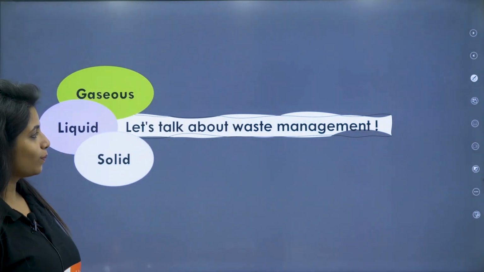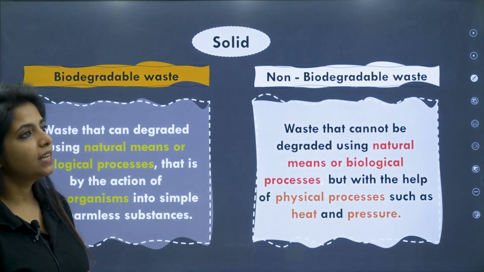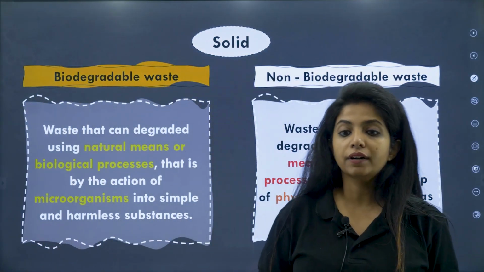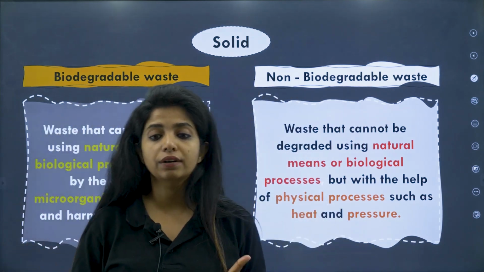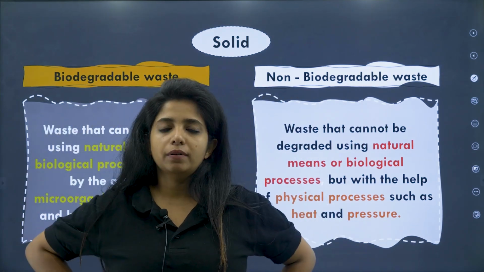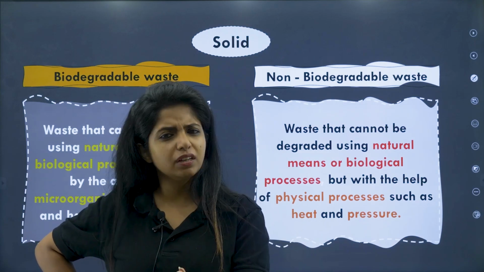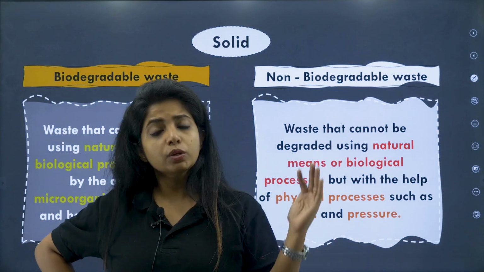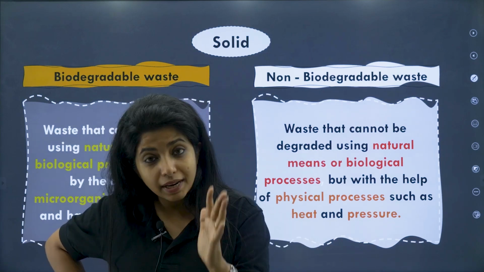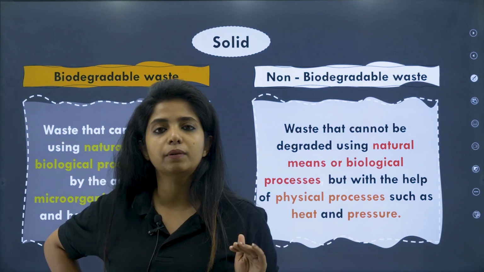Now, let's talk about waste management, which is the next part of your chapter. Basically, children, there are two different types of waste. One is biodegradable waste, as you can see over here, and the other is non-biodegradable. What do you mean by biodegradable? As the name suggests, it can be degraded quite easily. And how does it degrade? With the help of decomposers and everything in a natural ecosystem. The breakdown of this waste occurs naturally. That is what you mean by biodegradable waste.